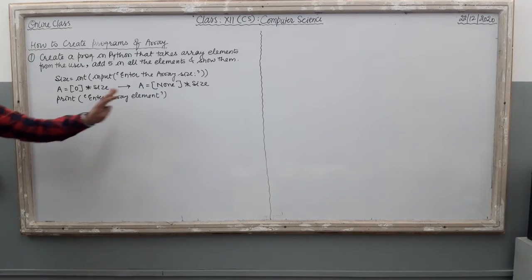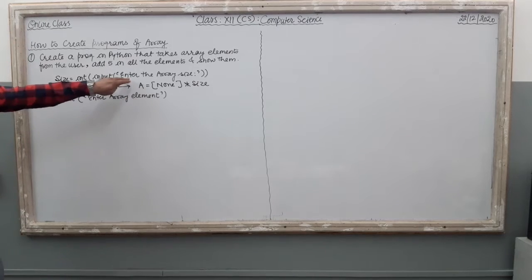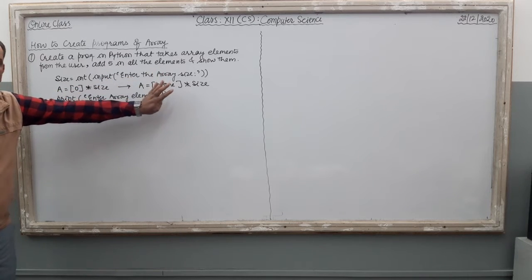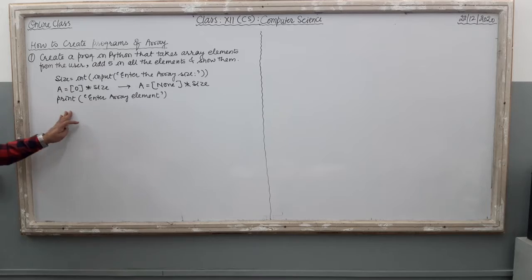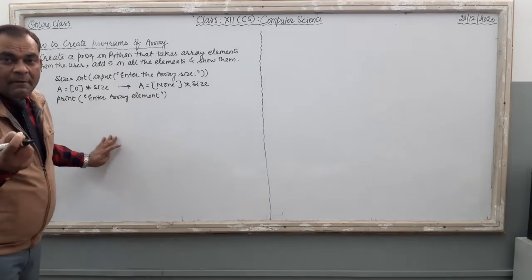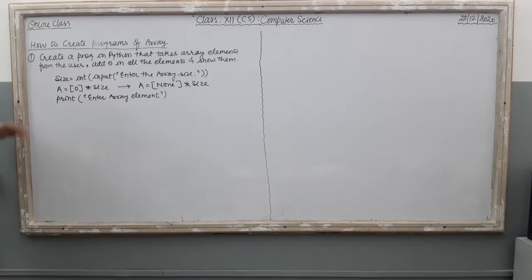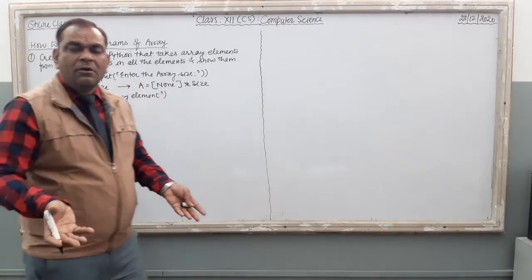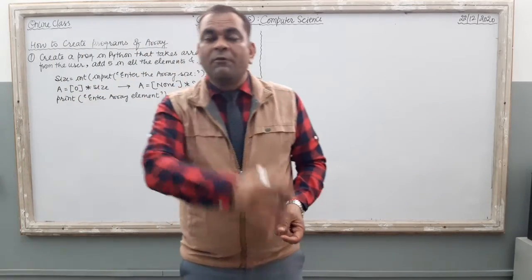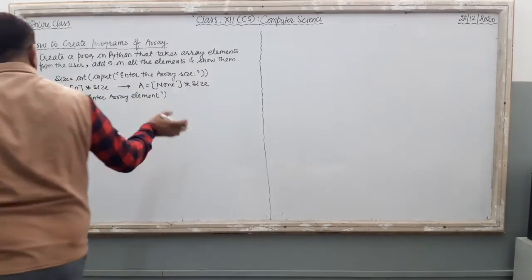So the message will be on the monitor. The first message is enter the array size. The user has entered the size and the array is created. Now you have to take the input from the user in this array. In this type of program we use a for loop or while loop for taking input from the user. Here for is a very simple loop.